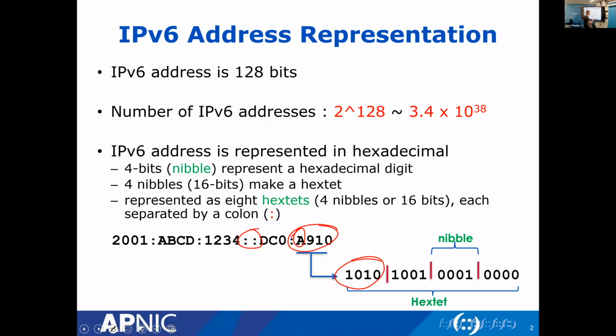A910. So you can see here, 1010 is the representation of 10 in decimal, which is A. 1001 in binary is 9, which funnily enough is the same in hex. 0001 is 1, and obviously 0 is 0. You'll notice over here, you'll notice here, I've only got three nibbles listed here.